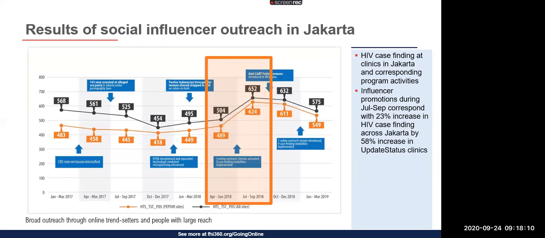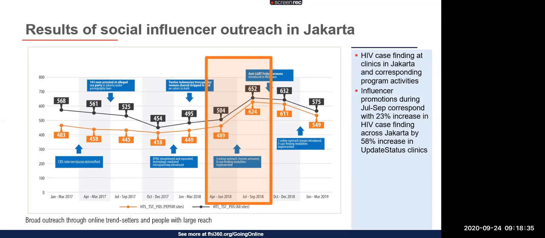In Indonesia, social media influencers boosted the overall HIV case finding in Jakarta through a surge in posts and videos that led people to book services or walk into clinics to access HIV testing. You can see here during the months of July and September 2018, the 23% boost in HIV case finding that corresponded with these influencer promotions.